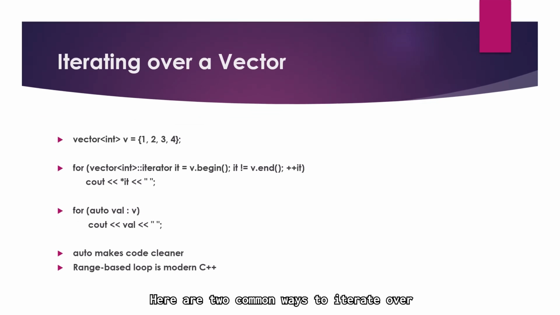Here are two common ways to iterate over a vector. The first is the traditional method using an iterator object. We declare an iterator, set it to the beginning of the vector, and loop until the end. The second method uses a range-based for loop with the auto keyword. This is cleaner, more modern, and often preferred when we don't need to modify the elements. Both are valid, and choosing one over the other depends on the context.